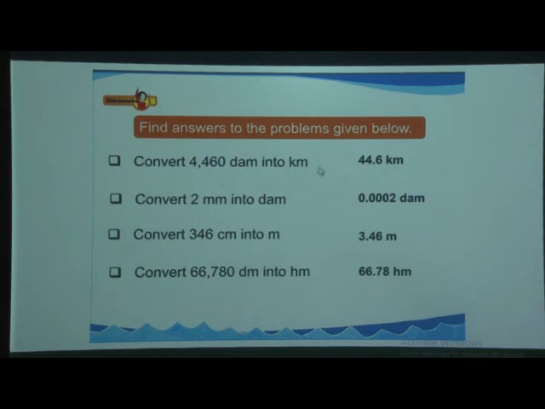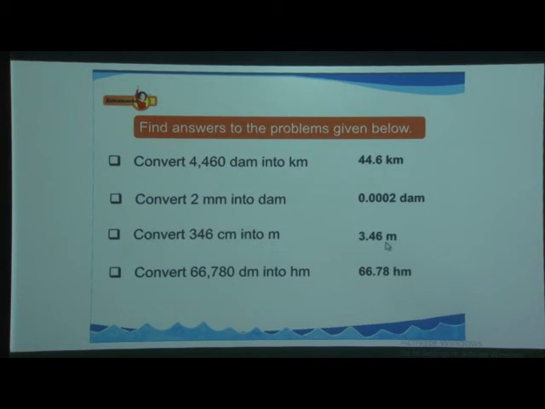Because we have to find the highest unit, here we are finding in kilometer, here we will find in meter. So we have to go from the lower unit to the higher unit. So we have to divide. Now convert 346 centimeter into meter. What will be the answer? 3.46 meter. So here it is smaller unit to higher unit.